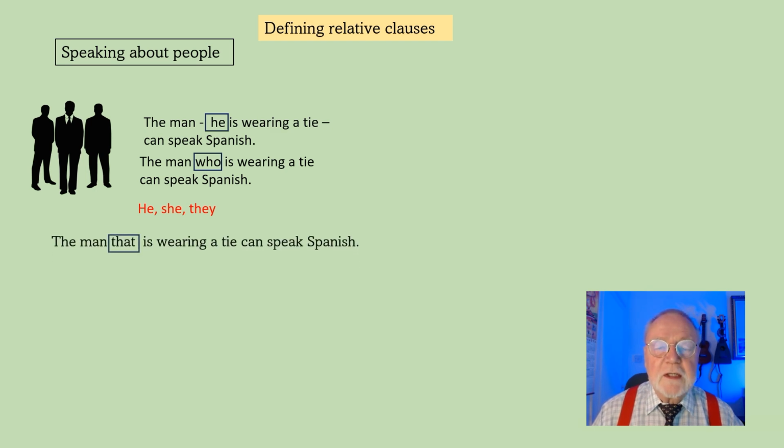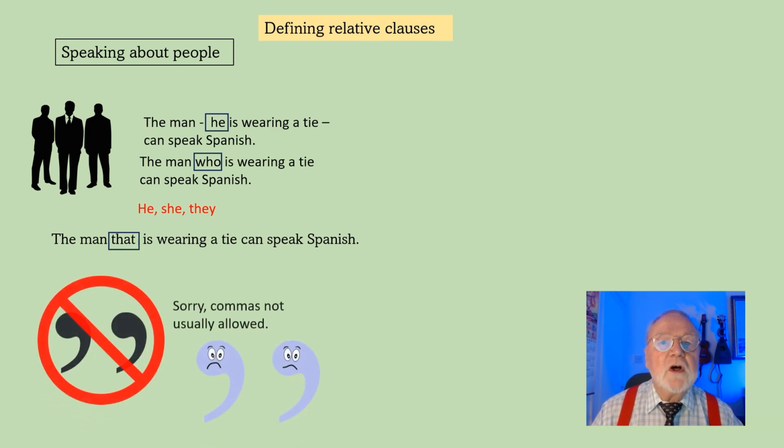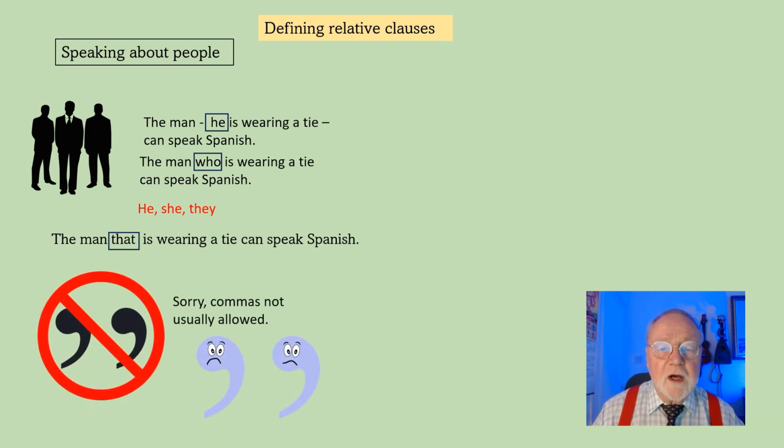But I can also say the man that is wearing a tie can speak Spanish. In the defining relative clauses, they are interchangeable on most occasions. What you don't see in a defining relative clause is a comma. We don't generally use a comma in a defining relative clause.